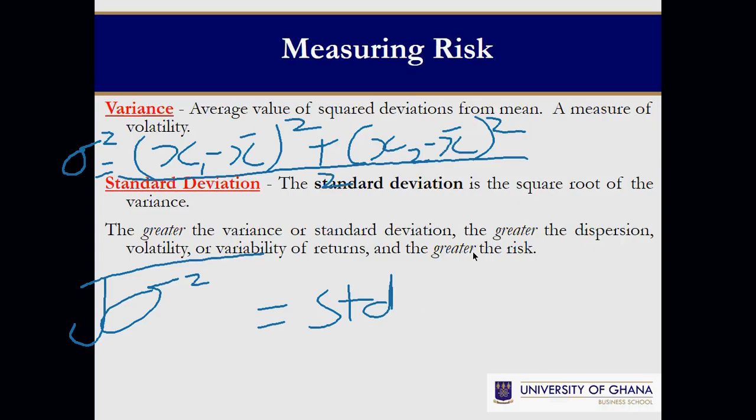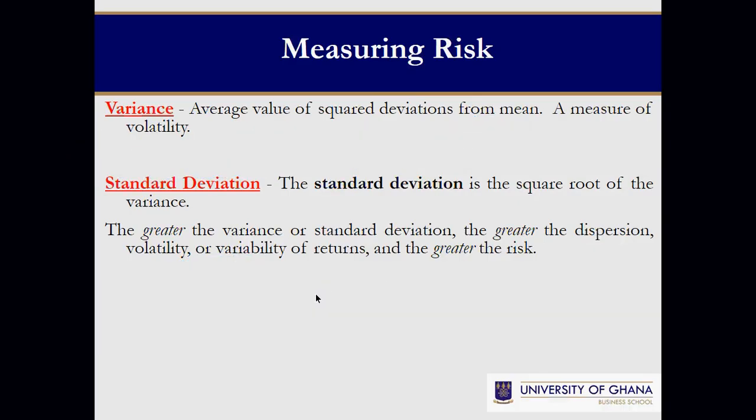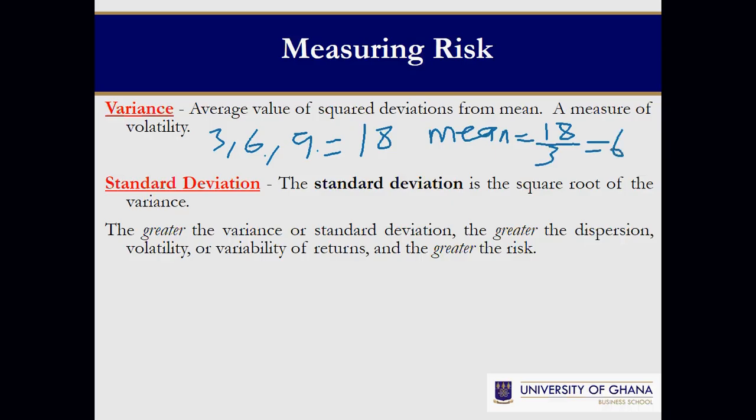Let me use some particular example so that we get it. Let's say we have 3, 6, 9. The total here is 18. If we want to find the mean, it is equal to the total over the number of days, so 18 all over 3. It is giving us 6, right?